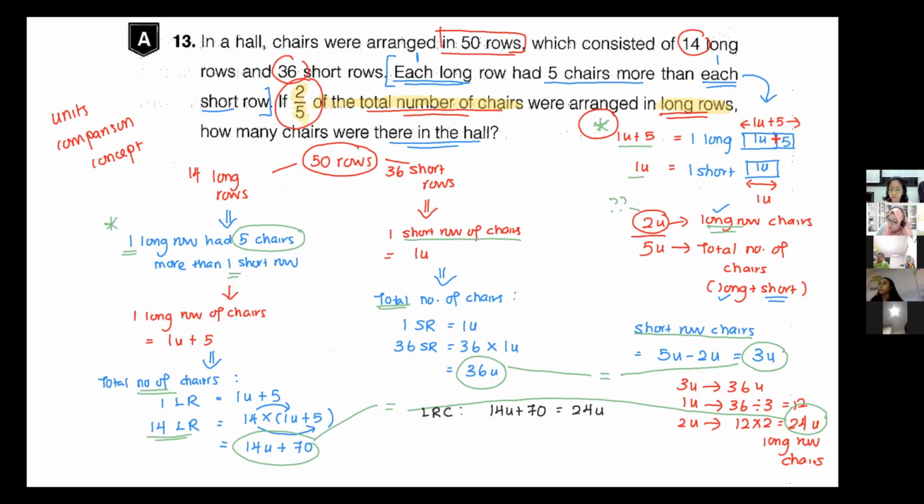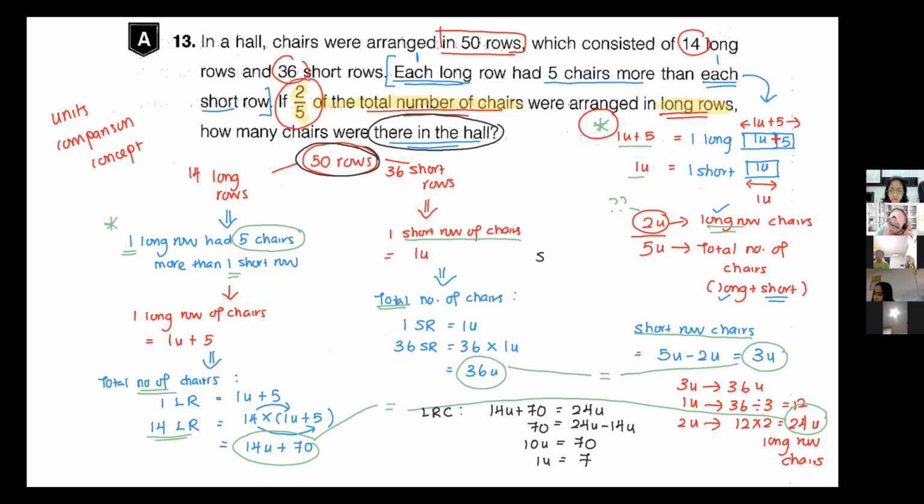So I put all the units to one side. 24 units minus 14 units is 70. So 10 units is 70. 1 unit is 7. You know how I get 1 unit, right? 70 divided by 10. But I do not stop at 1 unit because I want to know my total chairs in the hall, all the chairs. And how many rows do I have? I have 50 rows of chairs.